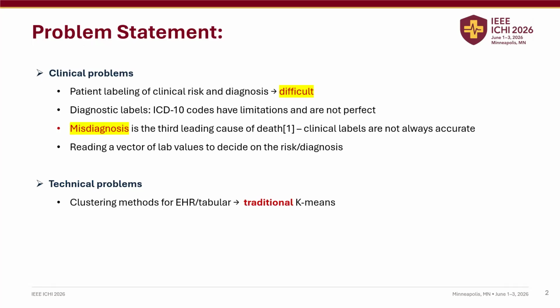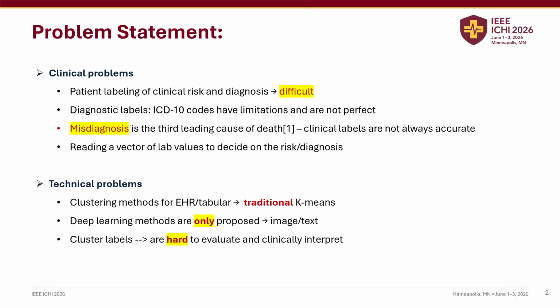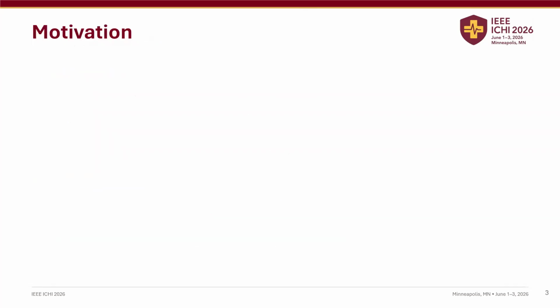For technical problems, when we look at current clinical research, the actual focus remains strictly dependent on the traditional k-means method. Meanwhile, even though some deep learning methods have been proposed, they are only proposed for image and text data. Most importantly, without a reliable ground truth, these cluster labels are hard to evaluate and then clinically interpret. We don't naturally know if cluster 0 and cluster 1 represent a high risk or low risk patient group.